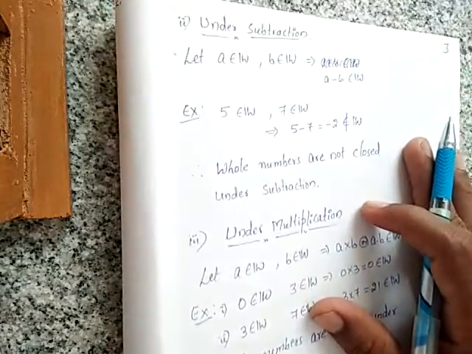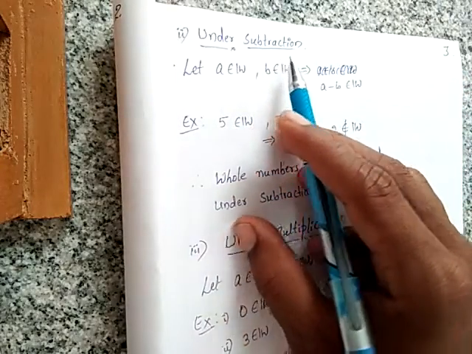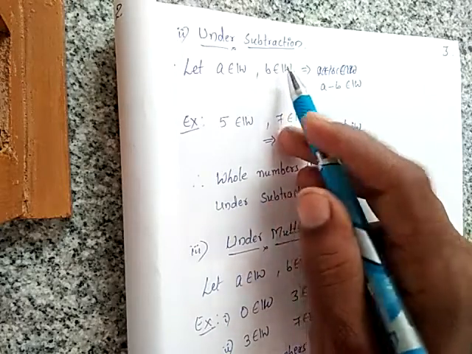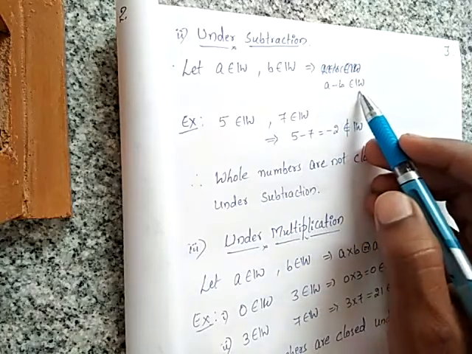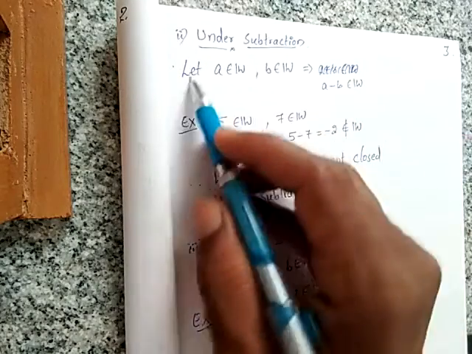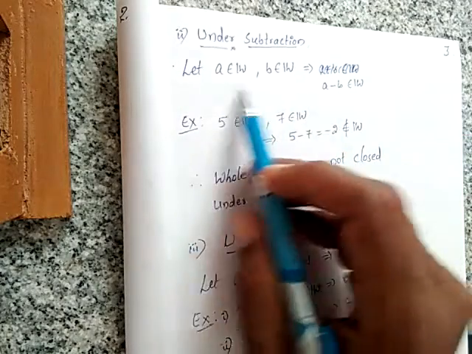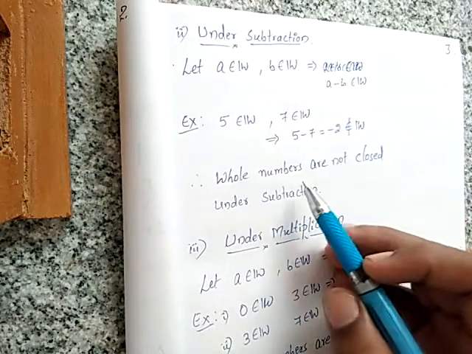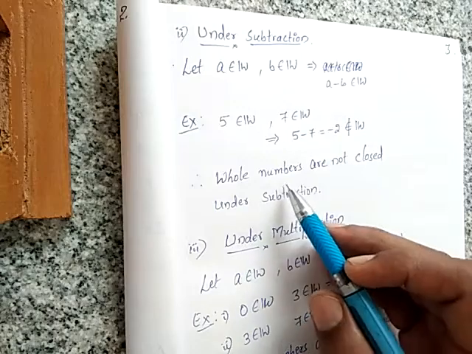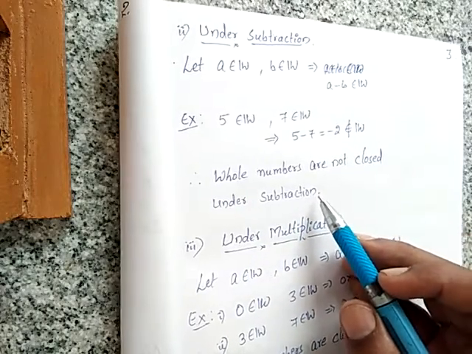Okay, subtraction I have written here. Under subtraction we are verifying the whole numbers for closure property. Let A belongs to W, B belongs to W, then A minus B belongs to W. If this condition satisfies, then we can say that whole numbers are closed under subtraction. Otherwise we can say that whole numbers are not closed under subtraction.